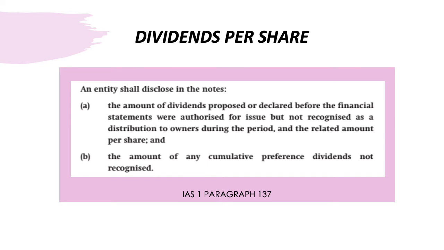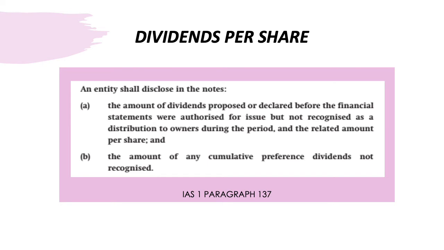This distinction is incredibly important, as dividends proposed are not used in the calculation of dividends per share, but dividends proposed before the financial statements have been authorized for issue have to be disclosed. Additionally, IAS 1 requires that any cumulative dividend which has not been recognized must be disclosed in a note.